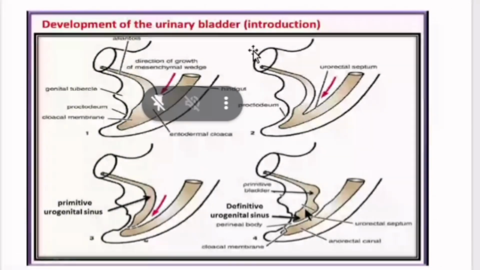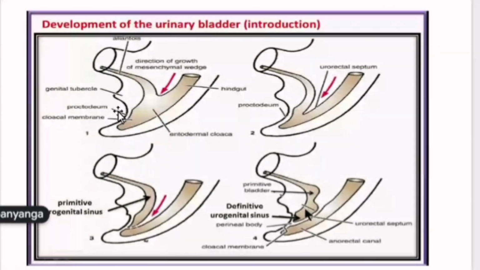Okay, perfect. Right here, you have got your mesenchymal tissue forming the urorectal septum, and it's going to start to divide, to partition the cloaca into the urogenital sinus anteriorly and posteriorly into your anal canal. So you see this progression, and then you have got your primitive urogenital sinus that lies anterior, and posterior you have your anal canal.